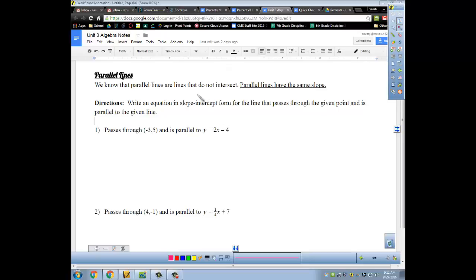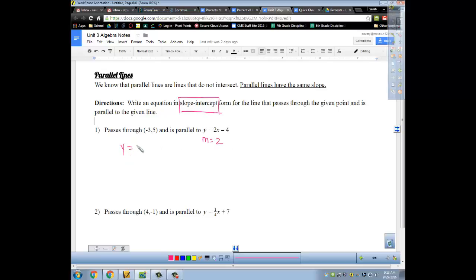that is parallel to the line that's given to us. And the first two problems, we're going to put these in slope-intercept form. So remember, that's y = mx + b. So if I look at this, it says my new line is going to pass through (-3, 5), and it's parallel to y = 2x - 4. So if parallel lines have the same slope, I know my slope is going to be 2.